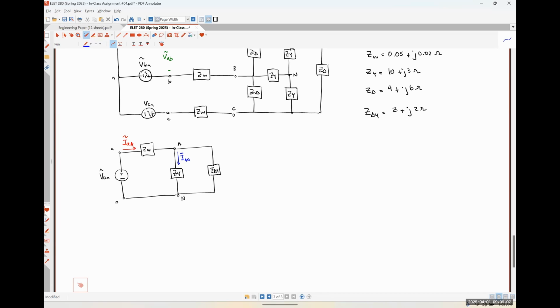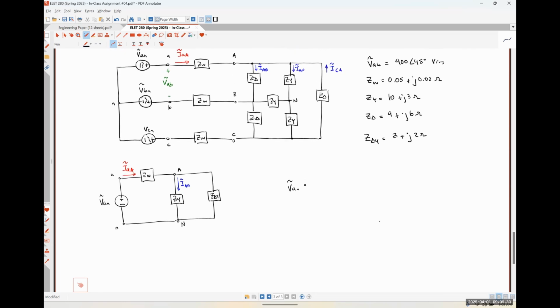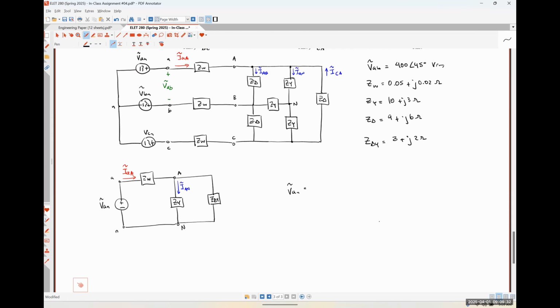So I believe that in order for us to solve for any of those currents that we're interested in, we need to know what our phase voltage of our source is. So how would we go about finding VAN? And recall that we know what VAB is. Is there a relation between VAN and VAB? Yeah, it's literally the first thing we talked about today.